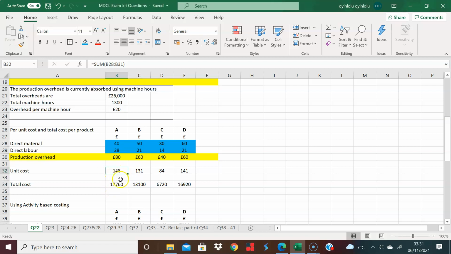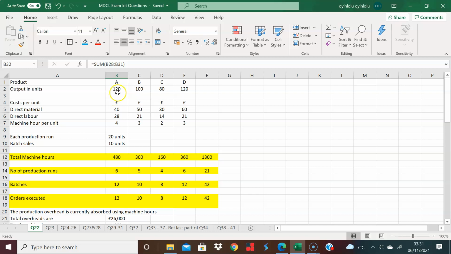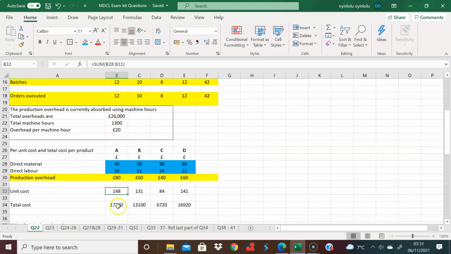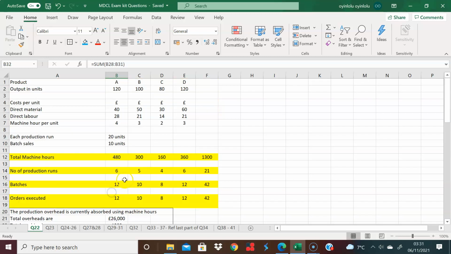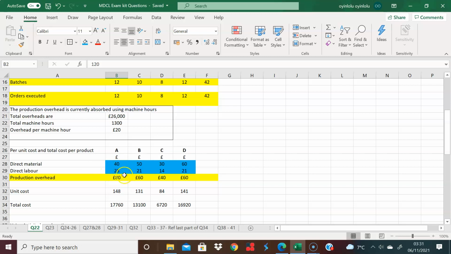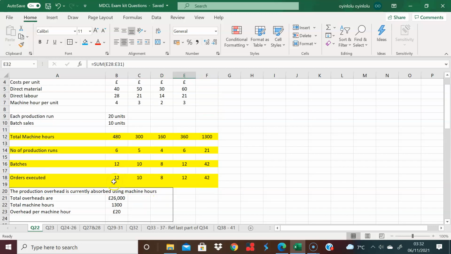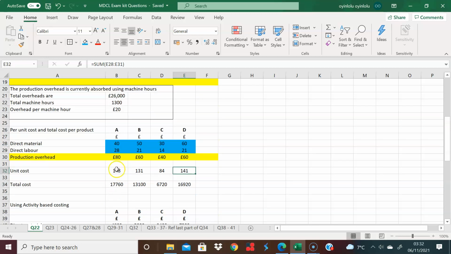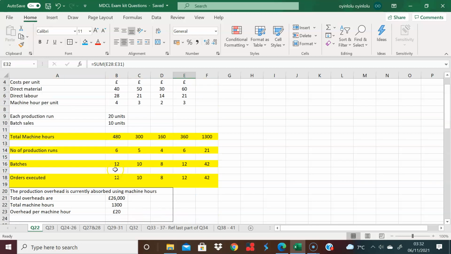Of course, my total cost, because I make 120 units, and so therefore I'm multiplying B32 times B2, and that's where you have that, and that's your total cost. So this is the cost, if you like, per unit, and of course I just multiply all that together, and I do that the same right across, because now I have my total cost per unit. Okay, and that's the first bit.